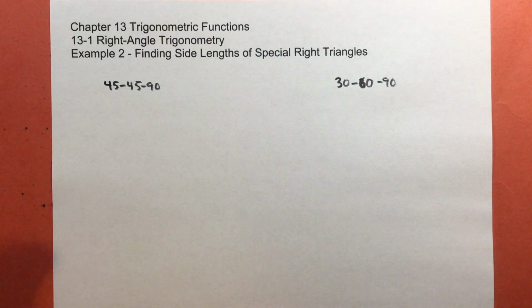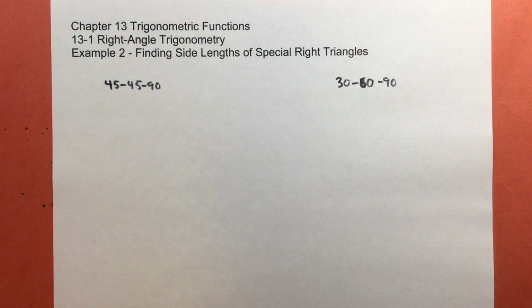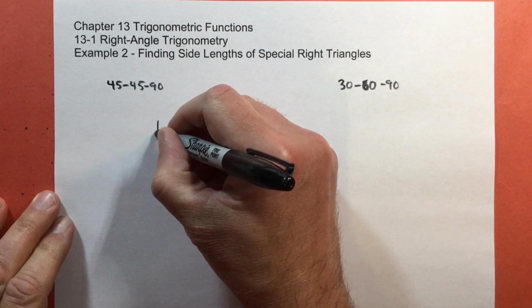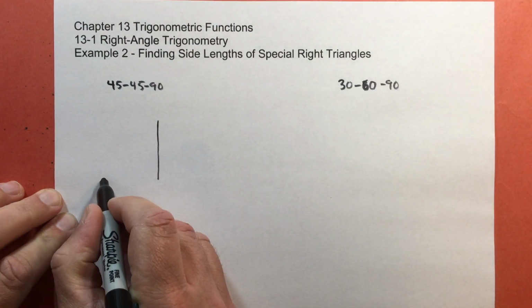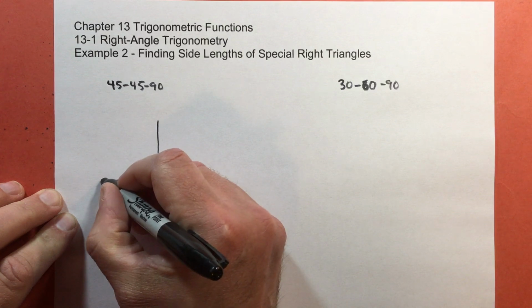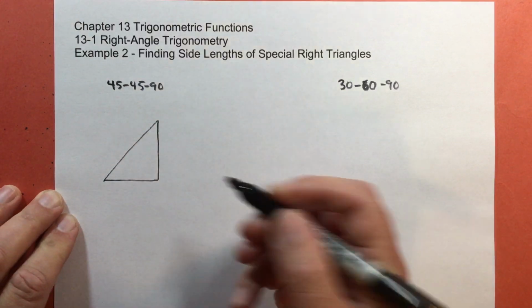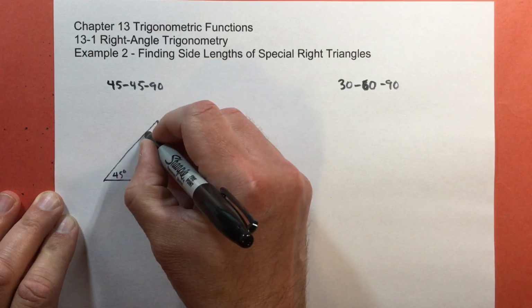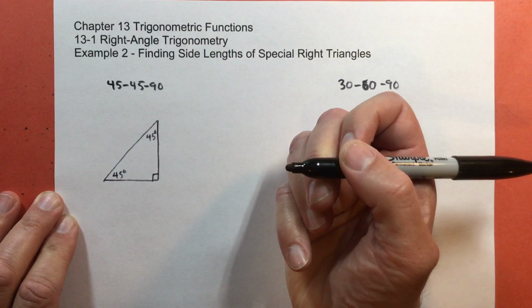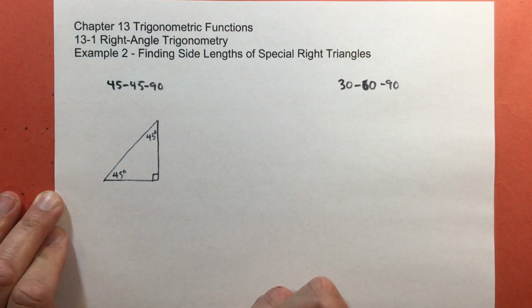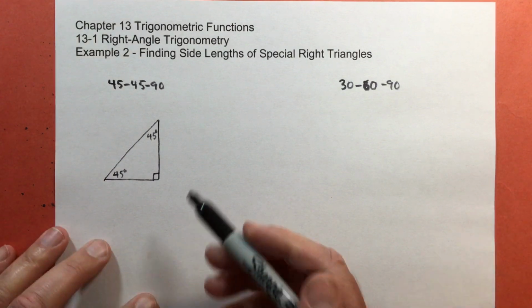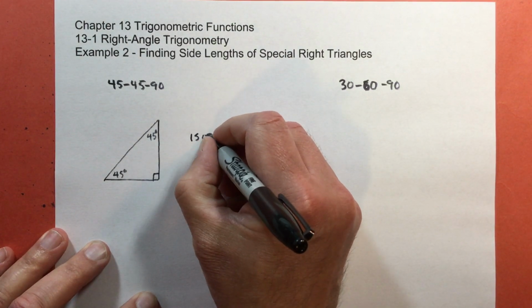What's special about these triangles? Well, this is too big for me to draw on the paper, so I'm going to just sketch this a little bit. If I start with a 45-45-90, I want you to notice one thing about this. If this is 45 degrees, and this is 45 degrees, this is a special type of triangle. Outside of just 45-45-90, it's special because it is isosceles.